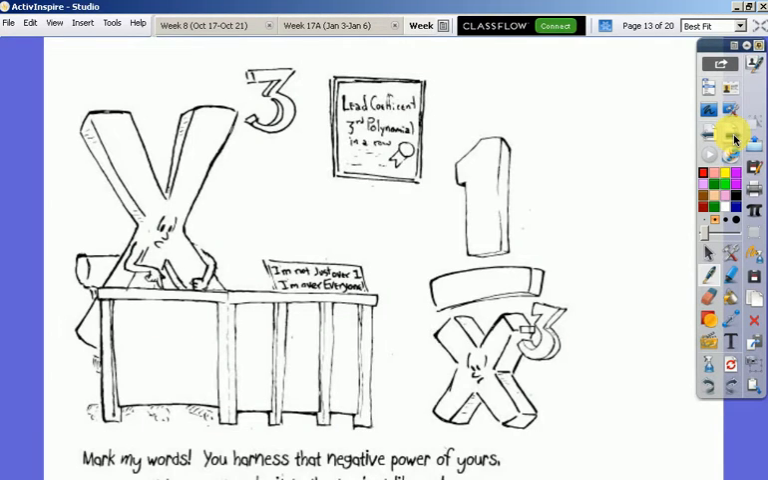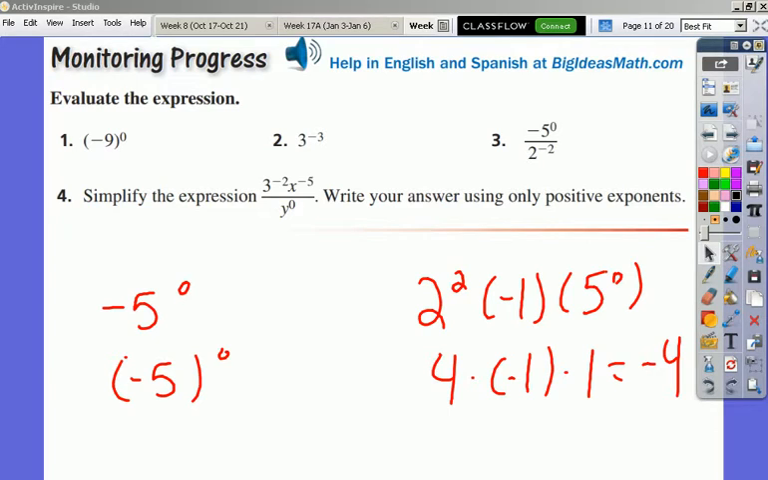Answers, and here is a math joke. So back up here, let me unfreeze this and go to the right slide.